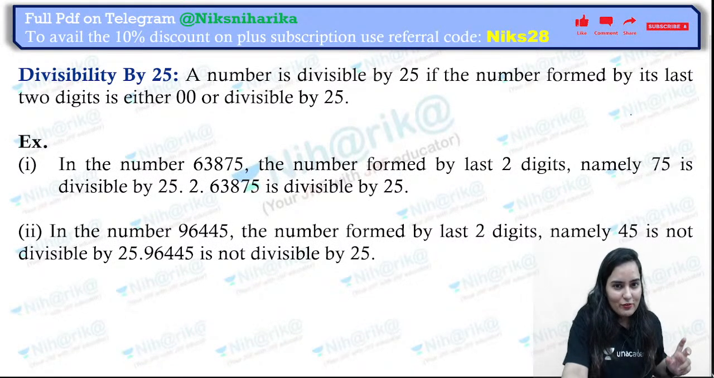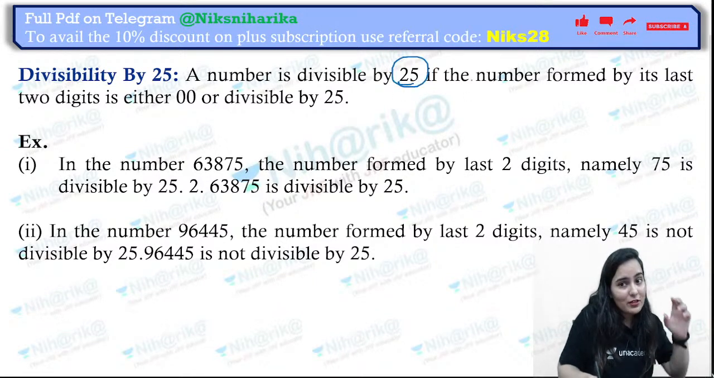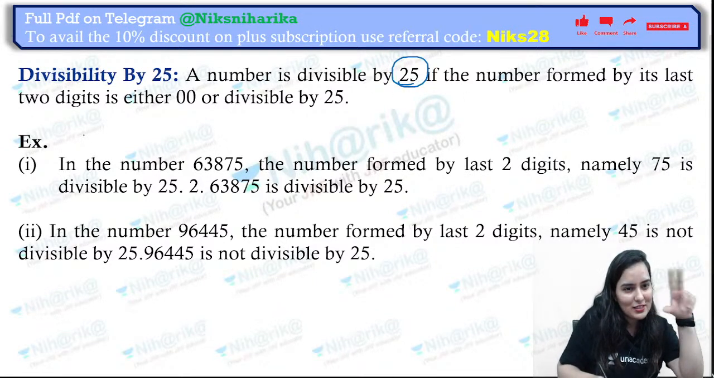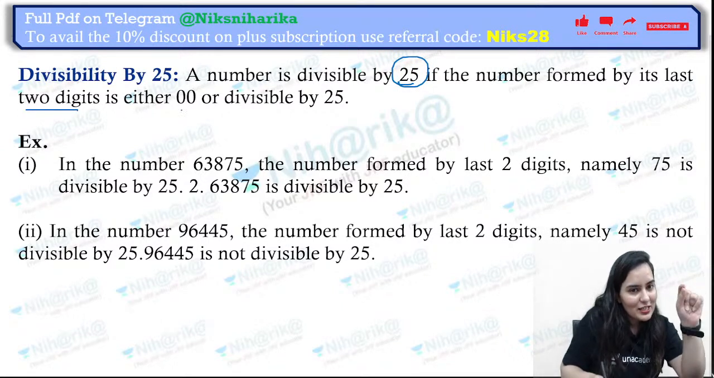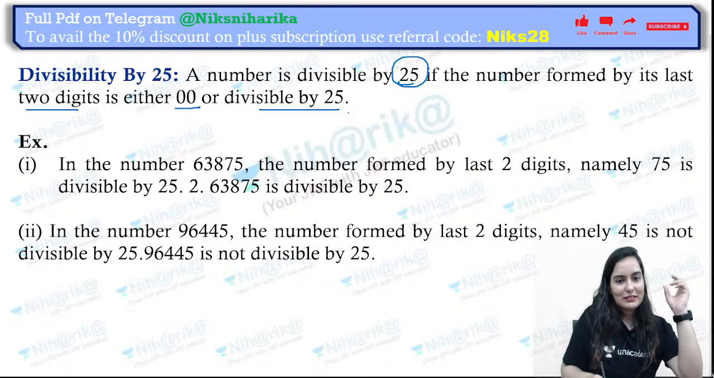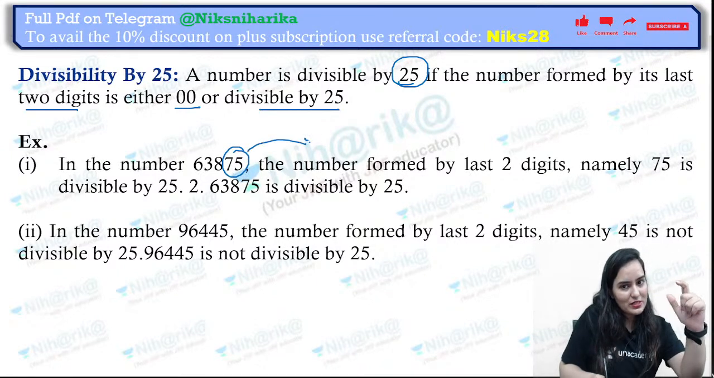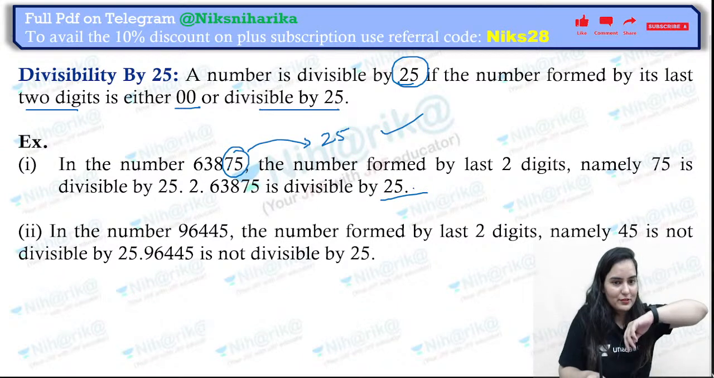Now 25 is pretty simple. A number is divisible by 25 if the number formed by its last 2 digits is either double zero or divisible by 25. Suppose we take the last 2 digits as 75. Is 75 divisible by 25? Yes, then the whole number is divisible by 25.